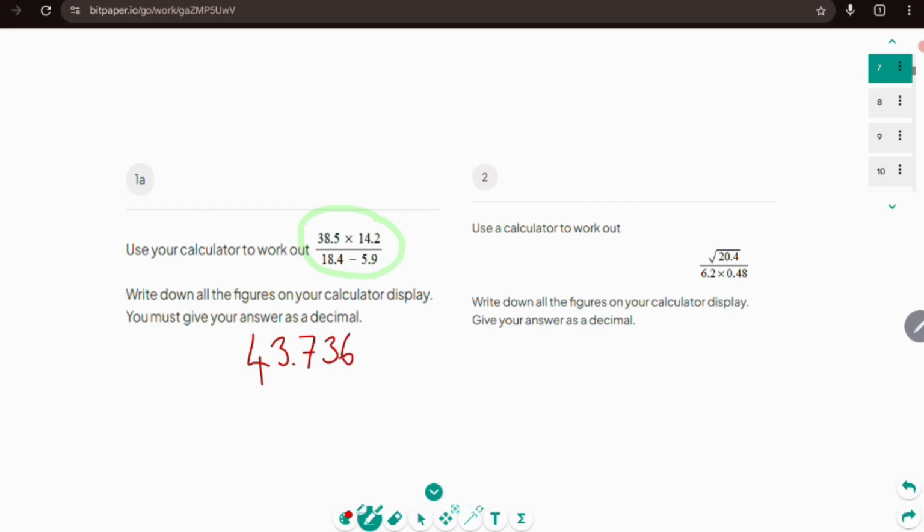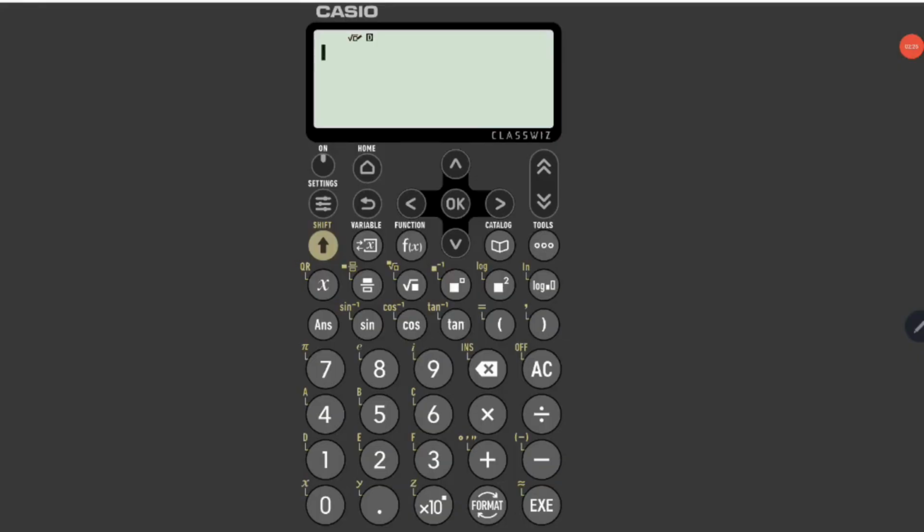Okay, the next one, work out the square root of 20.4 divided by 6.2 times 0.48. Let me show you this one on the calculator. Again, let's use the fraction button. The square root button looks like a tick. It is actually on the right of the fraction button.